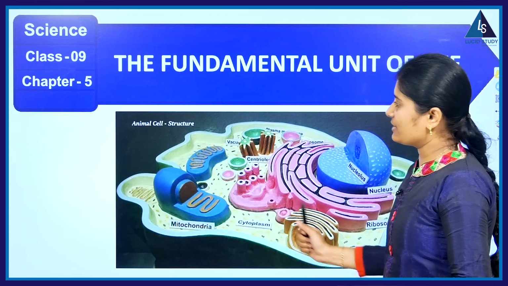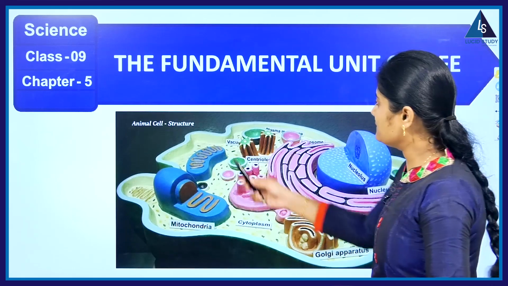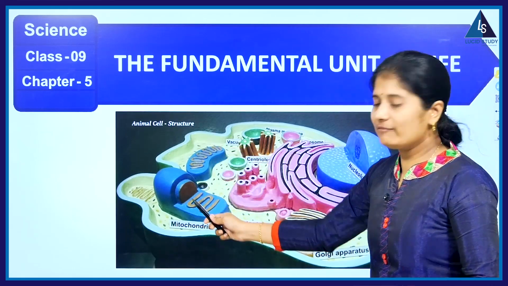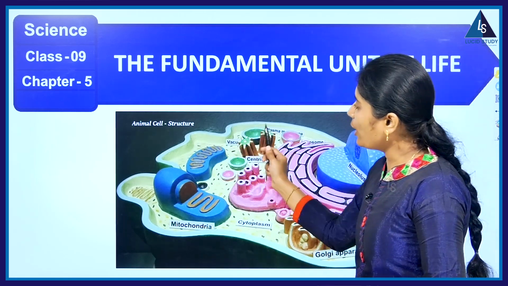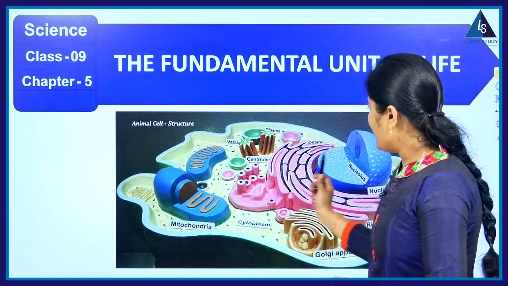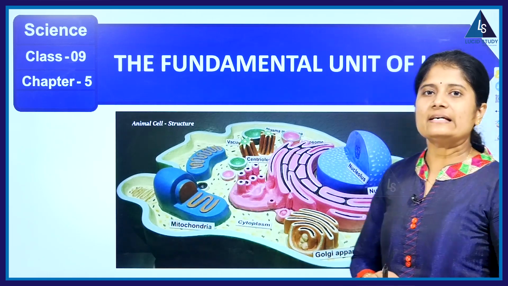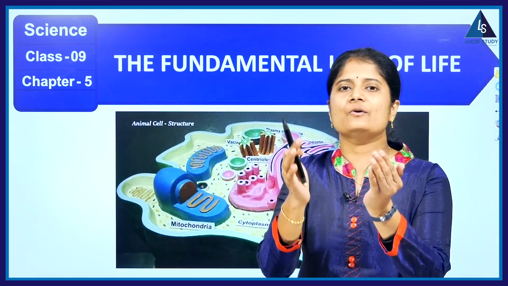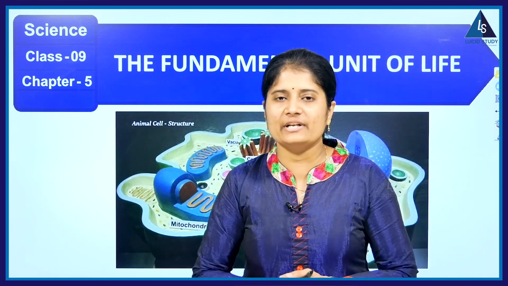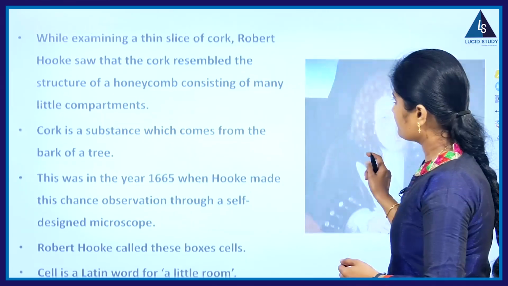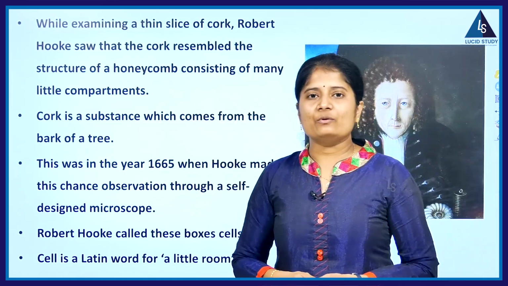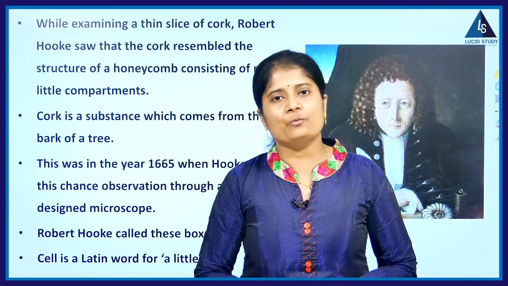If you just see the structure here, you can see the animal cell, which has all the different kinds of cell organelles, a wall which protects, and a nucleus which plays an important role. The cell has all the different components, where ultimately it undergoes the processes here. Let us see how the cell was identified and what the importance of the cell is.